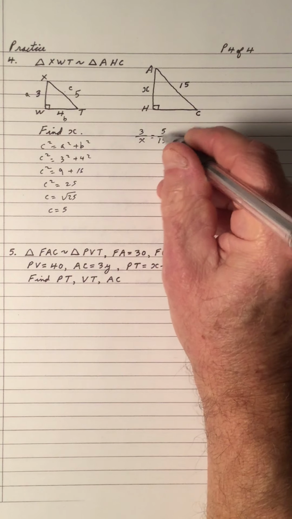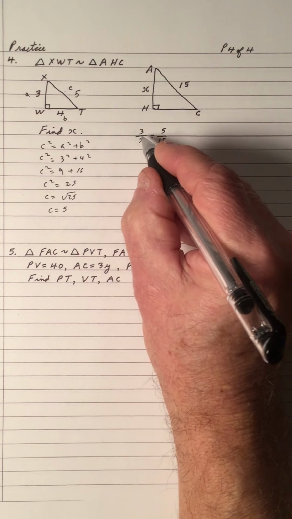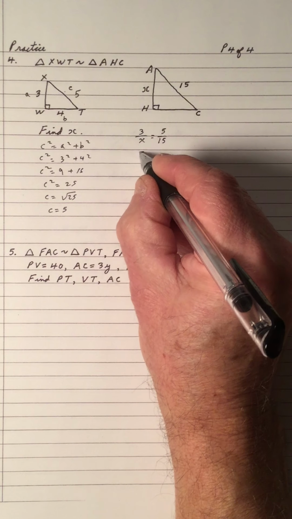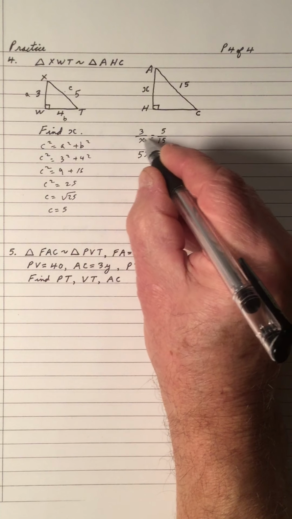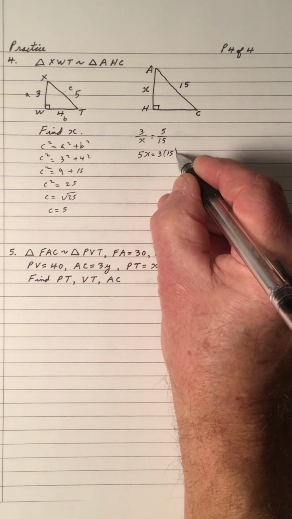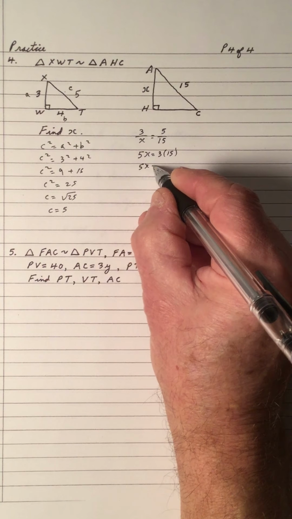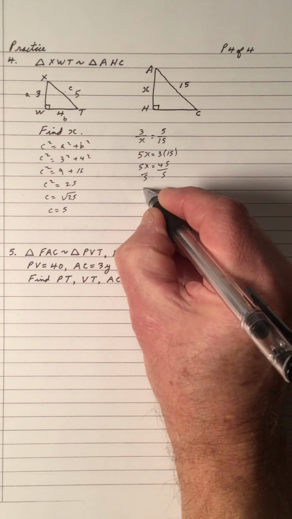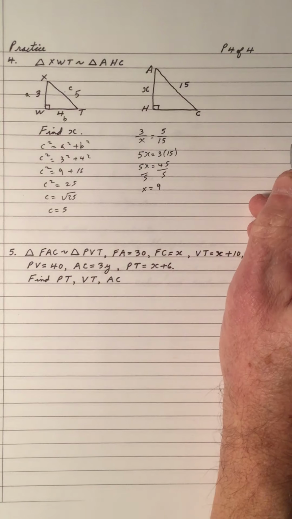And if we want, again, we can reduce that, but I'll leave it. So we can say 3 times 15 equals 5 times X. I like to put the X on the left side, so let's multiply this one first and then this one after. So 5X equals 45, divide by 5, X is 9.